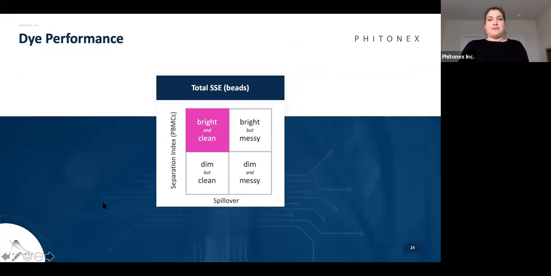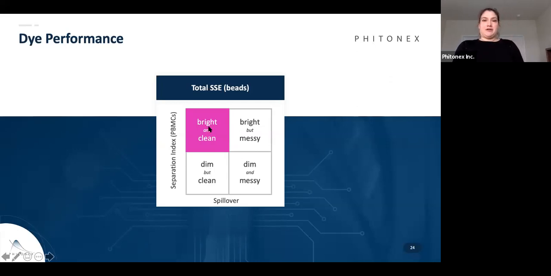So as you think about what you want in a dye, it's sort of like thinking about what you want in a lab mate. You want them to be bright and clean. If they're dim and messy, you've got issues because it's overflowing onto your bench. And it's even worse if they really affect your experiments by being dim.